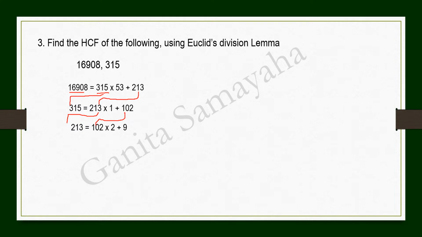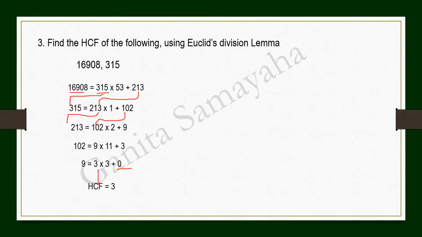Does it stop here? No. We need to continue until our remainder becomes 0. So what is the next step? 102 becomes our dividend. And what is our divisor? 9. So we have 102 is equal to 9 into 11 plus 3. And proceeding further, 9 becomes the dividend and 3 becomes the divisor. So we have 9 equal to 3 into 3 plus 0. And finally we have the remainder as 0. So what is our HCF? The last divisor is the HCF, which is nothing but 3.